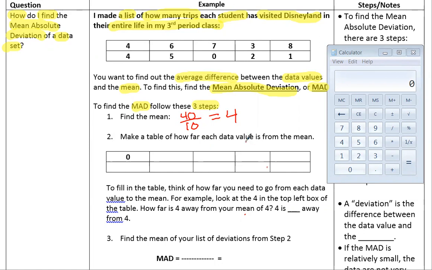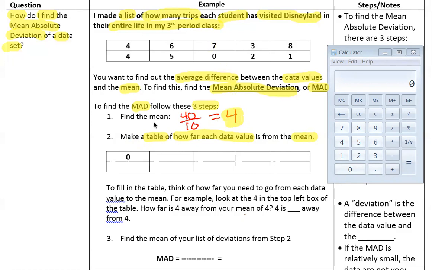Sweet. Okay, the second step, the one that everybody goes, huh? I forgot how to do it. How do you do it? You make a table or a list of how far each data value is from the mean. Here's the mean. The mean is 4.